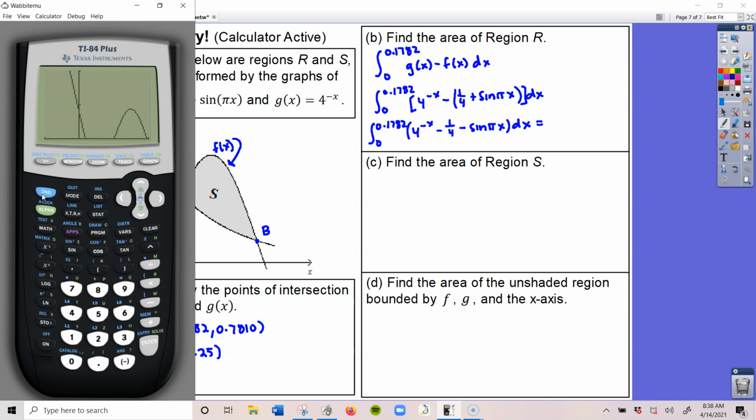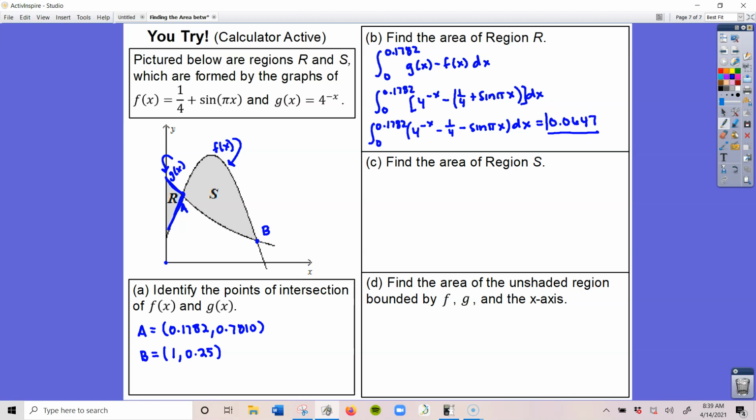So now we're going to integrate, second calc, option 7. My lower limit is 0. My upper limit is 0.1782. And it's going to shade that little area, and we end up with an answer of 0.0647.